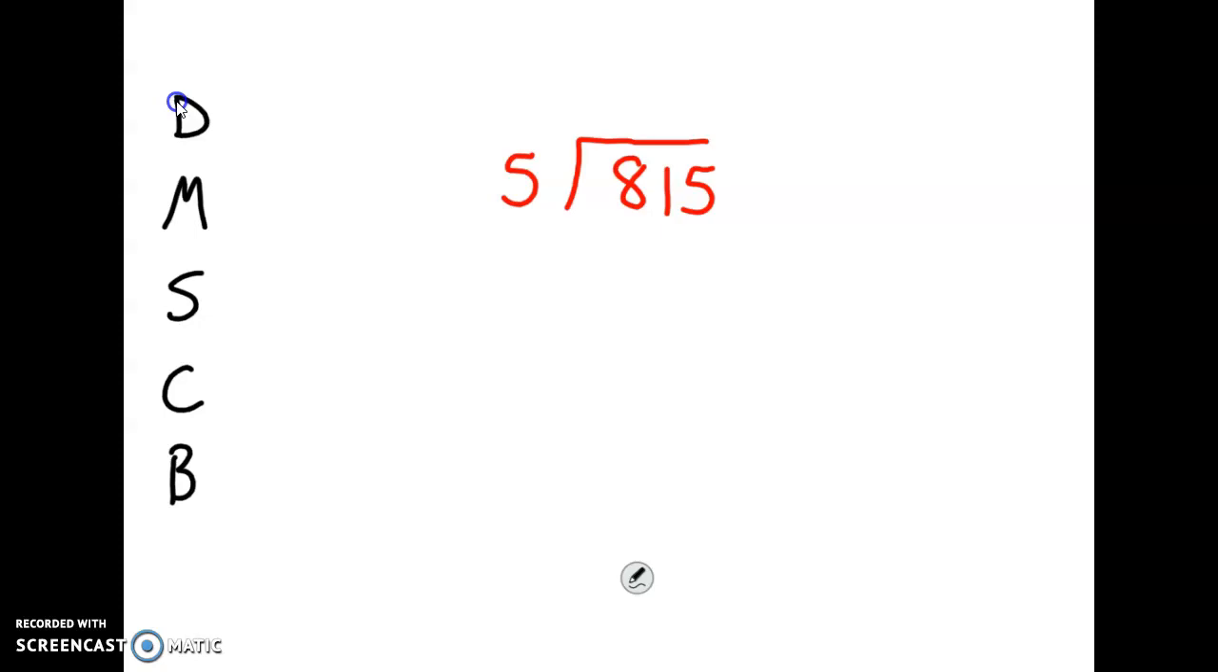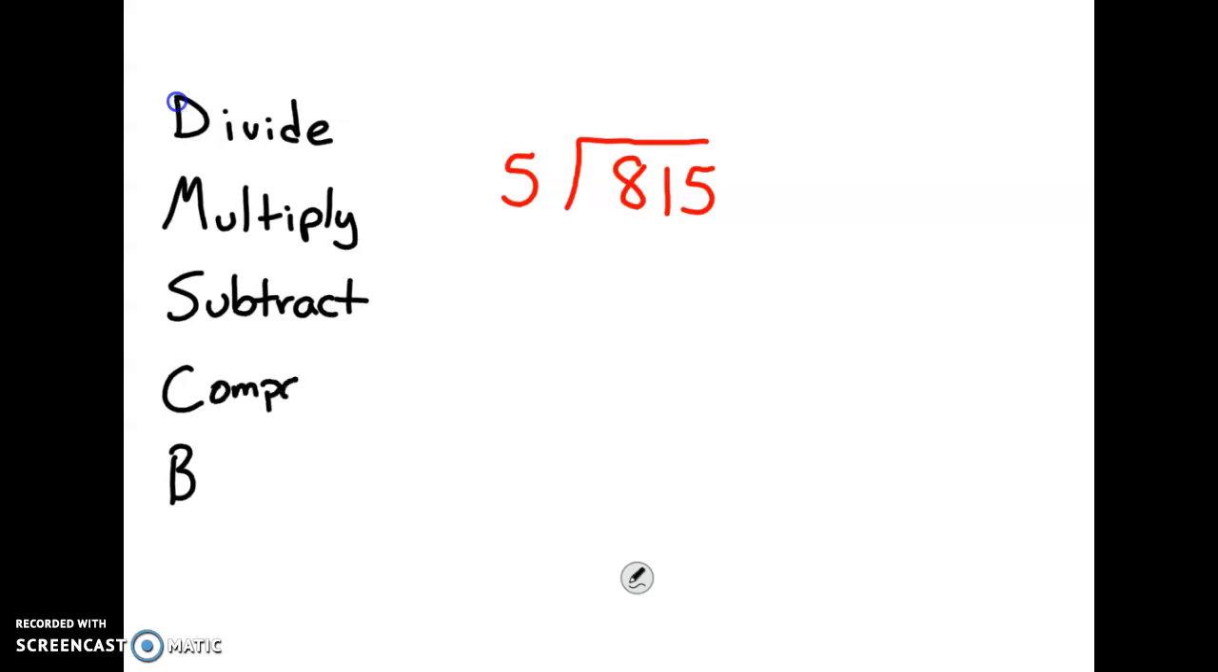the traditional way. Okay, so each of these letters is going to stand for a word, and I want you to fill your Post-it in like this. For D, we're going to write divide. For the M, we're going to write multiply. S is going to be subtract. C is going to be, we could do one of two words. I like to do the word compare. A lot of other teachers use the word check. Whichever word you want to use is fine. And the last one's actually going to be two words, bring down.